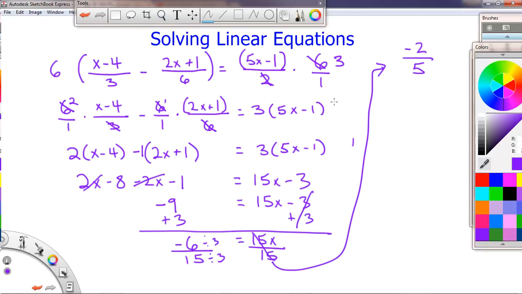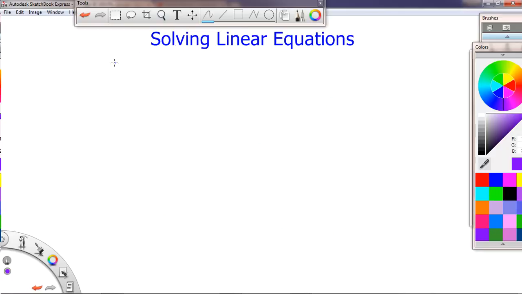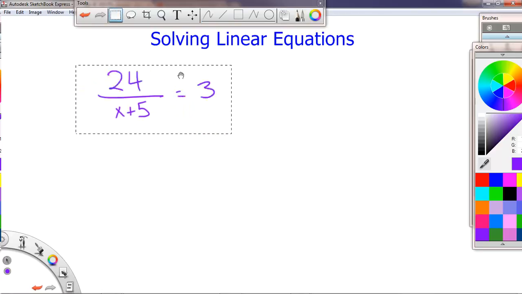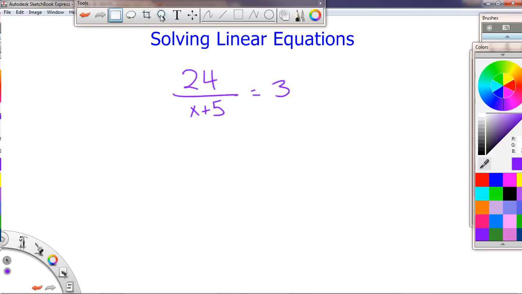Let's try one more. Finally, we have a simple fractional equation. This time, I've got a variable expression in the denominator. Okay, well, nothing really changes. We've got a fraction. We need to multiply by the denominator. I want you to know that multiplying a fraction by its denominator always cancels out the fraction.